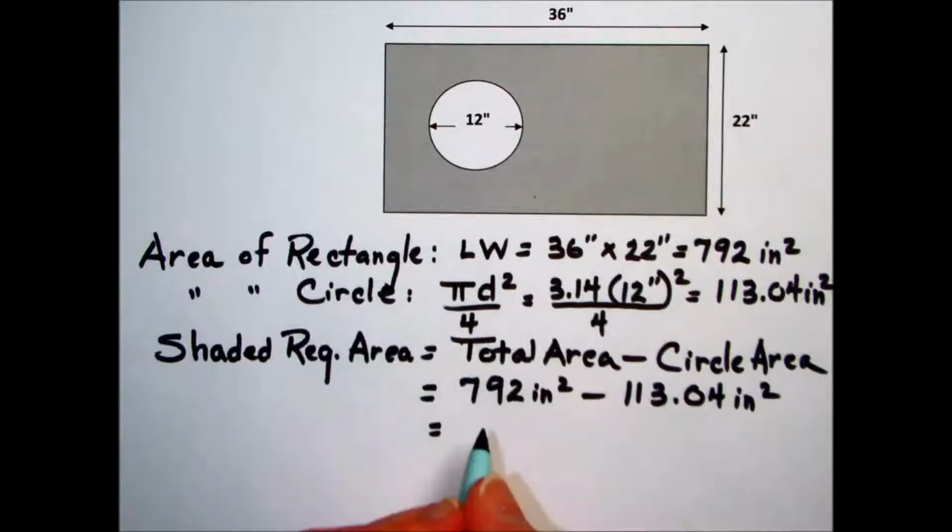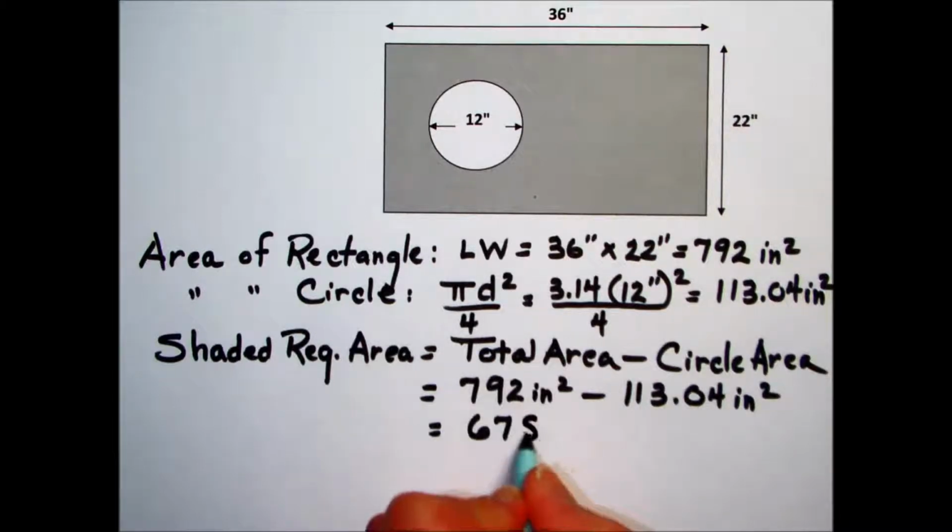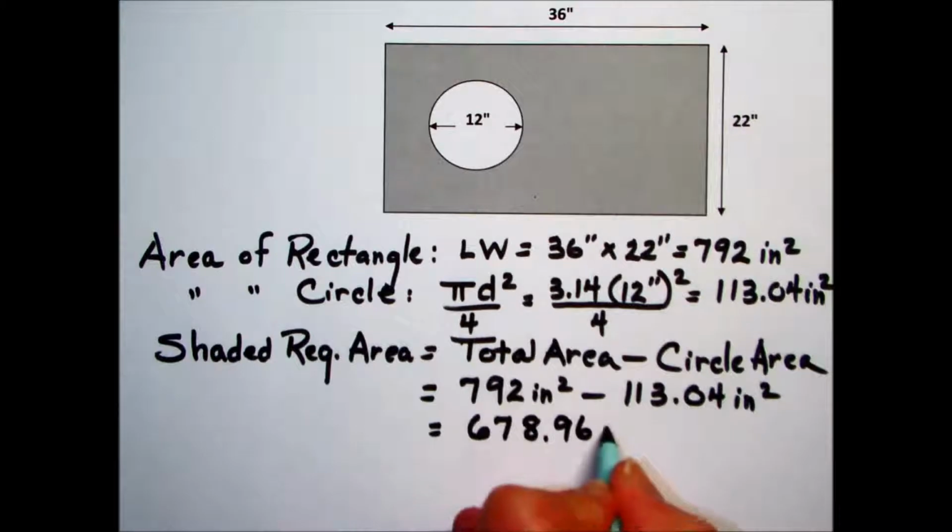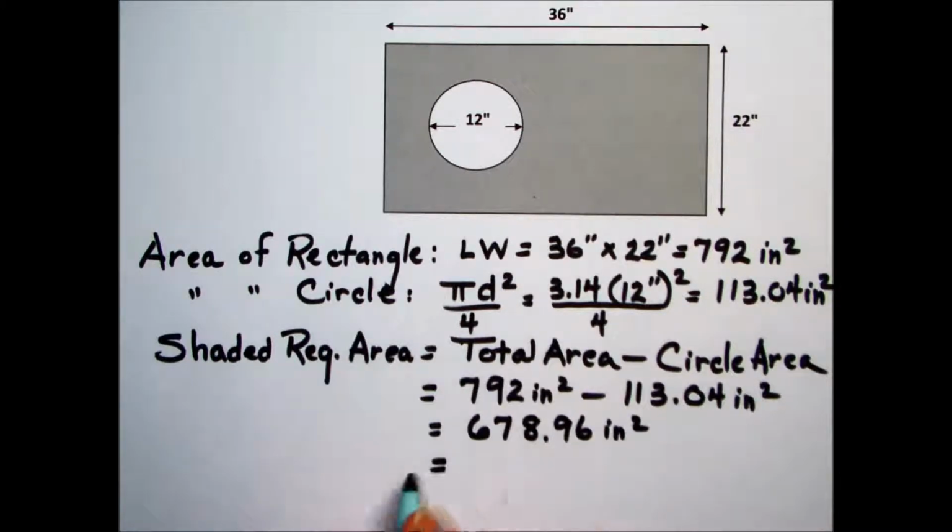Our last step would be the result of that subtraction, which is 678.96 inches squared. Rounding this to the nearest tenth, we will increase our 9 to 10, which rounds to 679 square inches, the area of the shaded region.